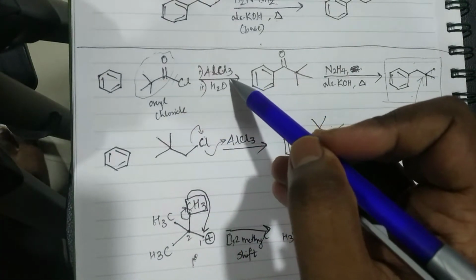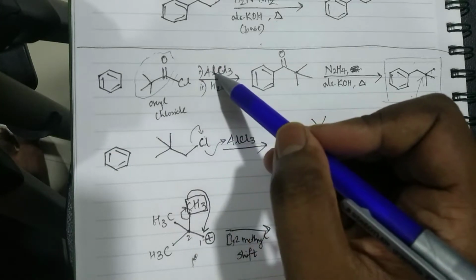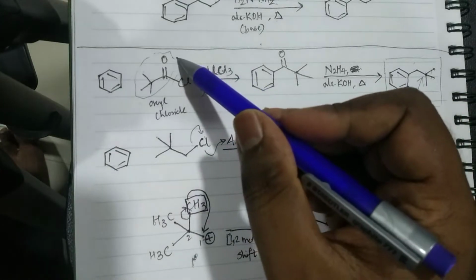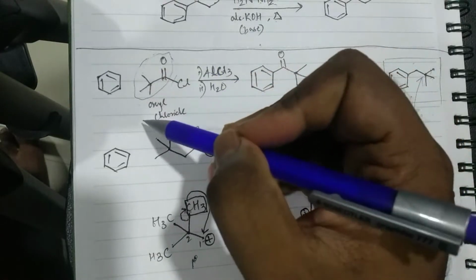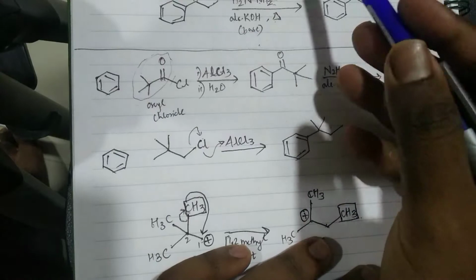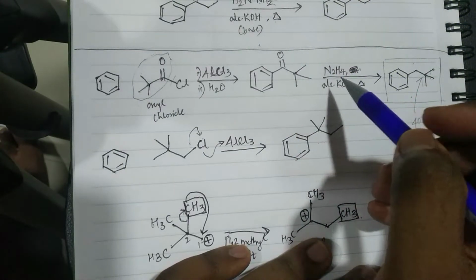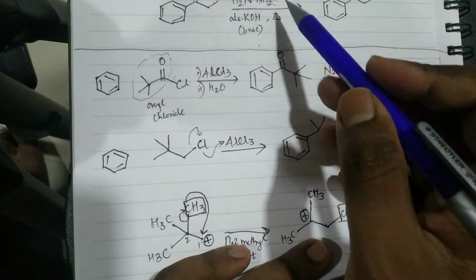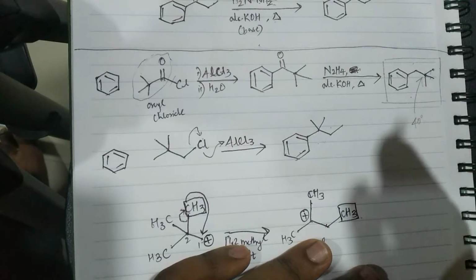So again, Friedel-Crafts acylation reaction. Chlorine is abstracted by AlCl3. So you have the acylium ion, which I have marked in a circle. That will sit here. Now, if I do a reduction here, either Wolff-Kishner or Clemmensen, I have done Wolff-Kishner. If you do any one of those two reactions, you will get this compound.